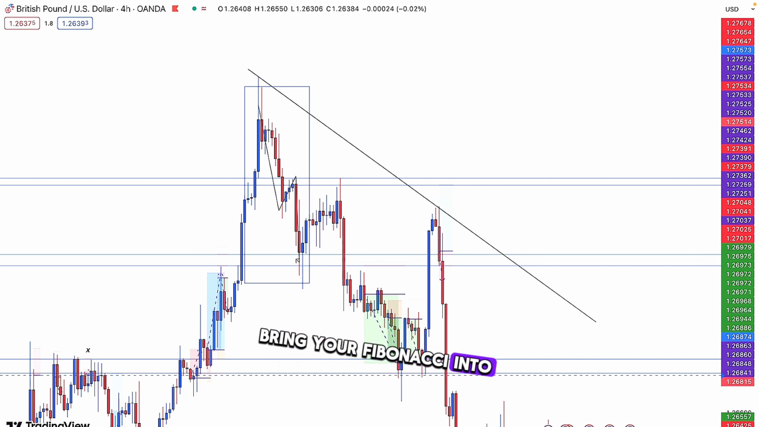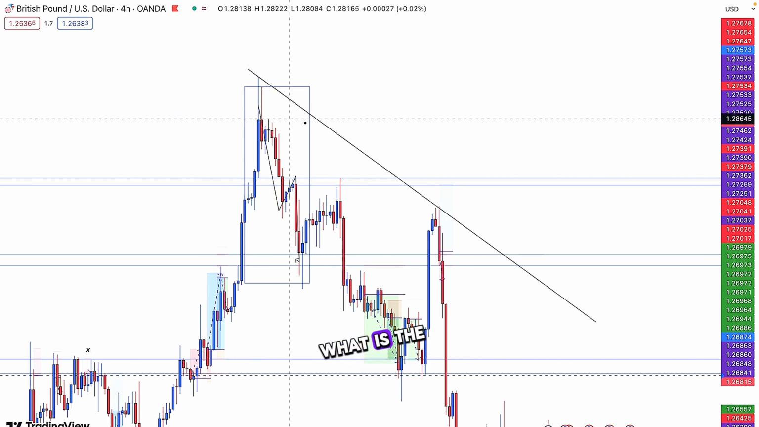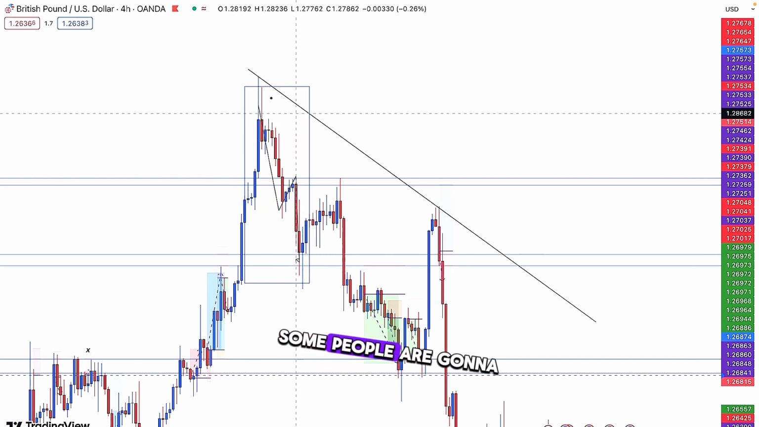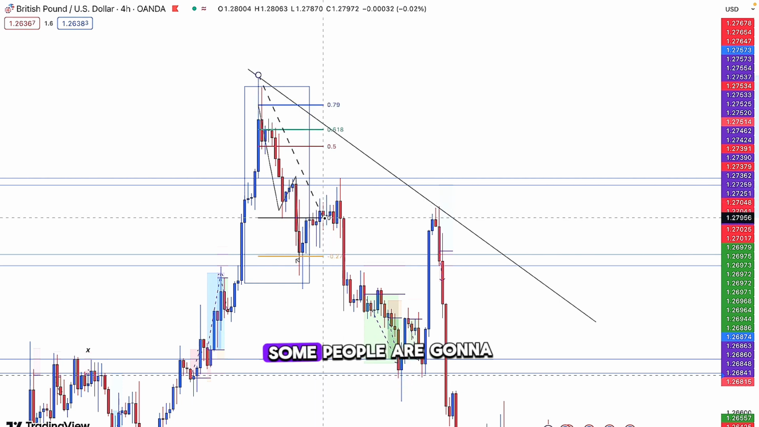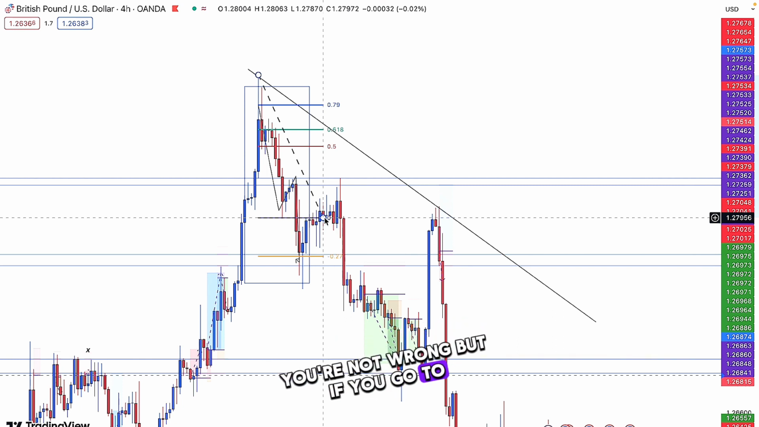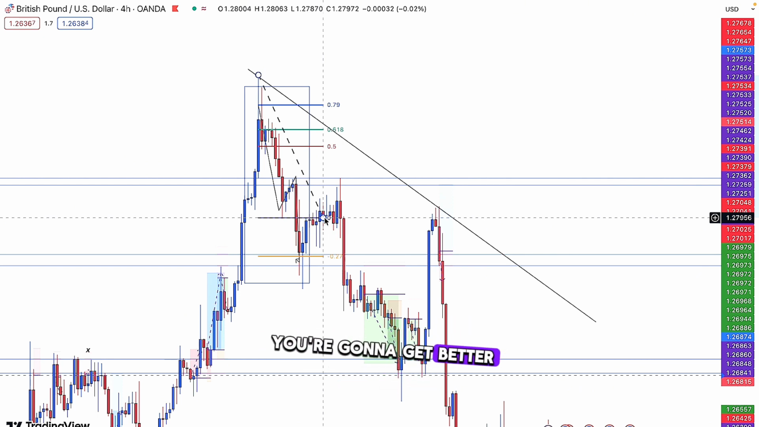Bring your Fibonacci into play. Look at it right there and be like, okay, what is the next level you can place it? Some people are going to place it from here all the way down here. Some people are going to place it from there all the way down here. Yes, you're not wrong. But if you go to the lower time frame, you're going to get better spots.